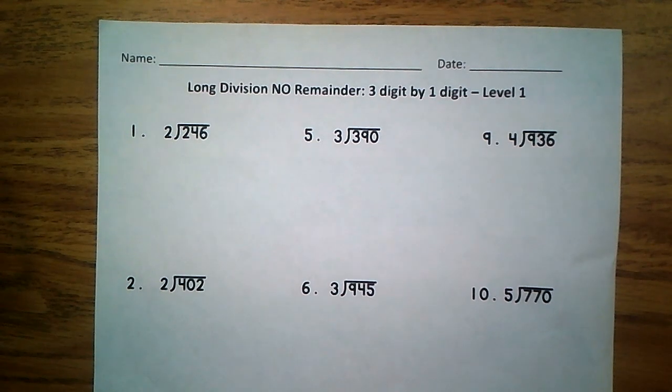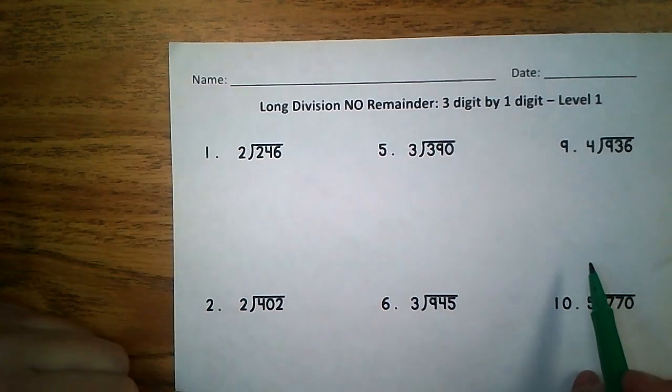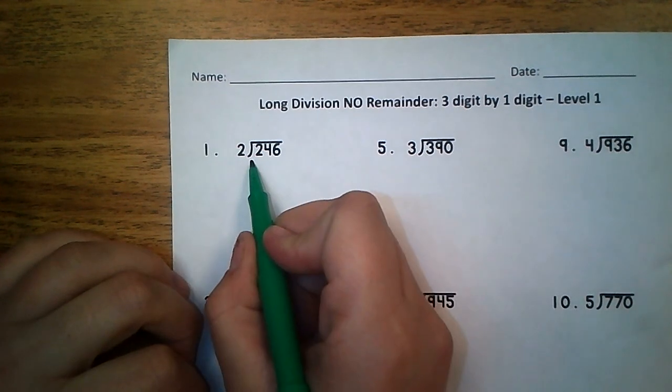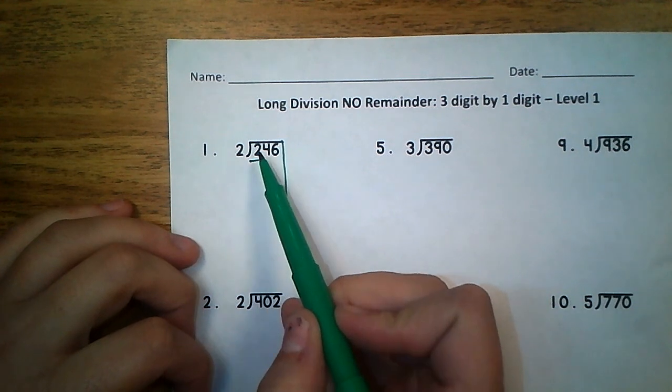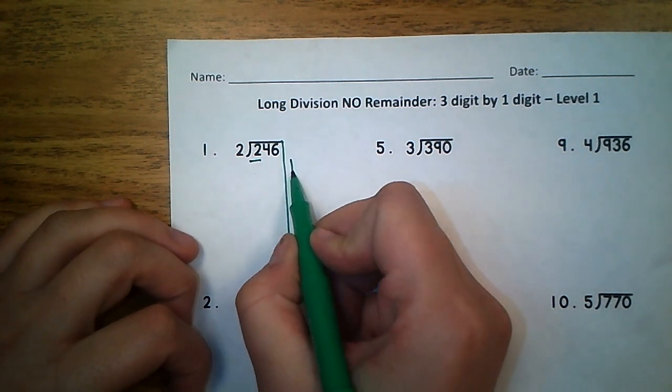All right, we are doing long division, no remainders, 3 by 1 digit. So we are going to start on the first one, again, using partial quotients. The first thing we're going to want to do is underline the 2. How many times can 2 go into 2? I know 2 times 1 is 2, so I'm going to put my 1 on the side.